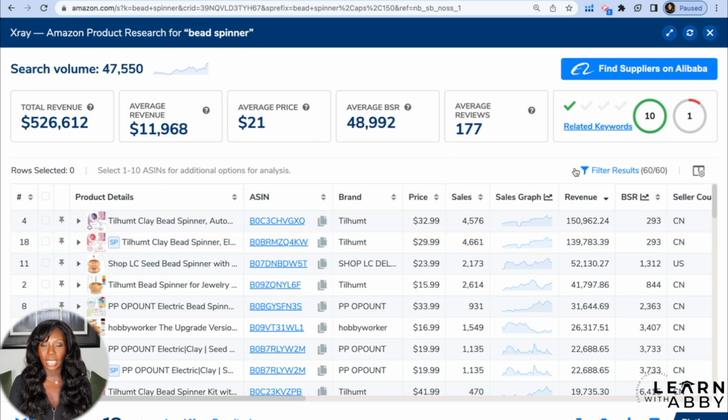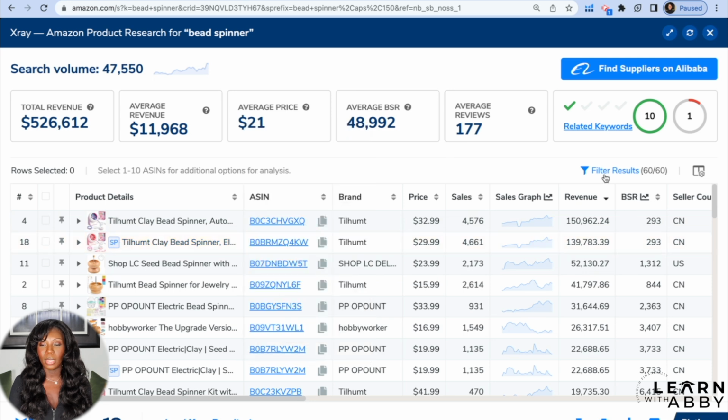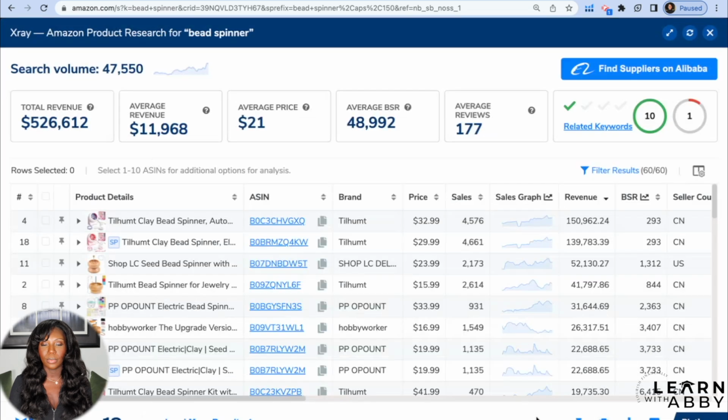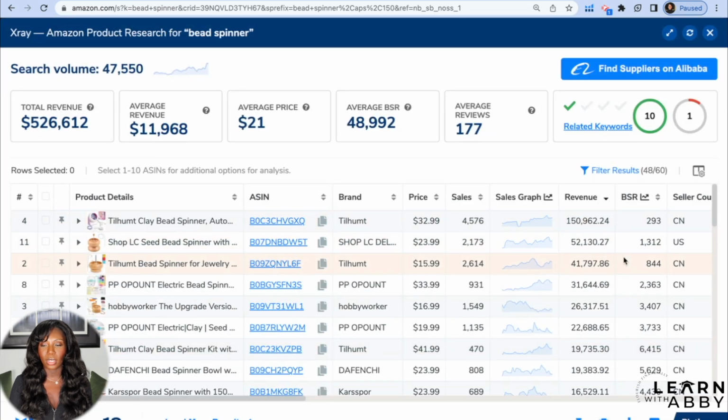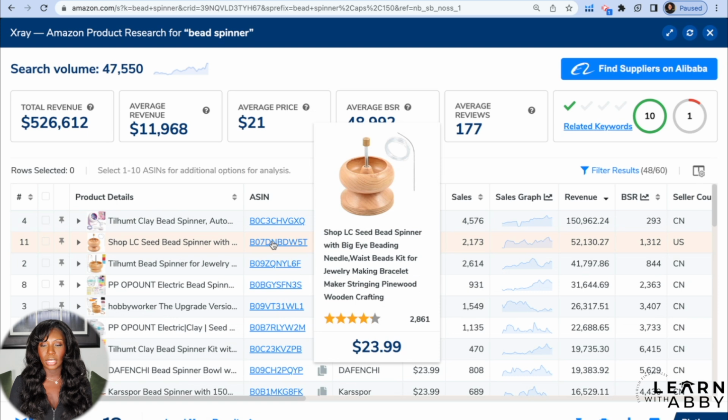What I'm going to do is get rid of the ads. The ads are the ones that have the SP in front of them, so I can filter my results by hiding the sponsored ones. That's what I just did there, so I could clean it up a little bit and have a better view of what is selling. So the number one seller is electronic. The second one is not electronic, which is good.